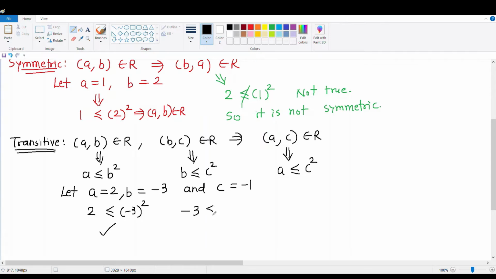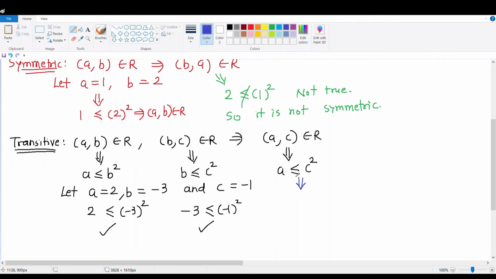So -3 is less than or equal to c square. C is -1, so (-1) square. So -3 is less than or equal to 1. Yeah, of course, because (-1) square is going to be +1 and -3 is going to be less than that. So yeah, both of these make sense. So we have chosen the correct, or appropriate, values for a, b, and c. Now we are going to check whether this makes sense or not.